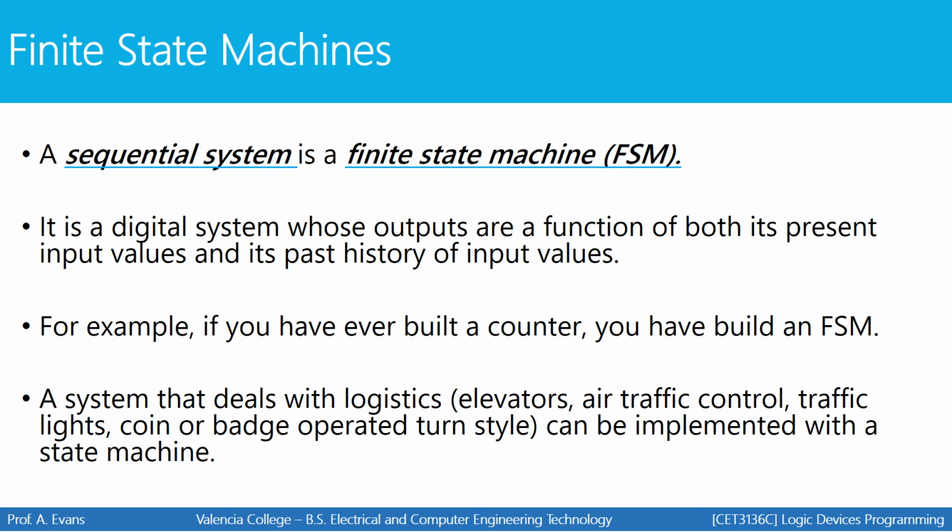So for example, if you think about the controllers that we might design to control an elevator, the way that air traffic control works, the way that we have to logistically figure out ways that planes will land and take off safely. If you think about traffic lights and the logic that is required to implement a four-way intersection. If you think about a coin or badge operated turnstile, how you may have to deposit money if you're going into the subway, or you may have to swipe a badge in order to get through a turnstile or a locked door. These are all systems that can be implemented with a state machine. So the purpose of this lecture is to discuss what a state machine is and how we would construct one for a sequential system.